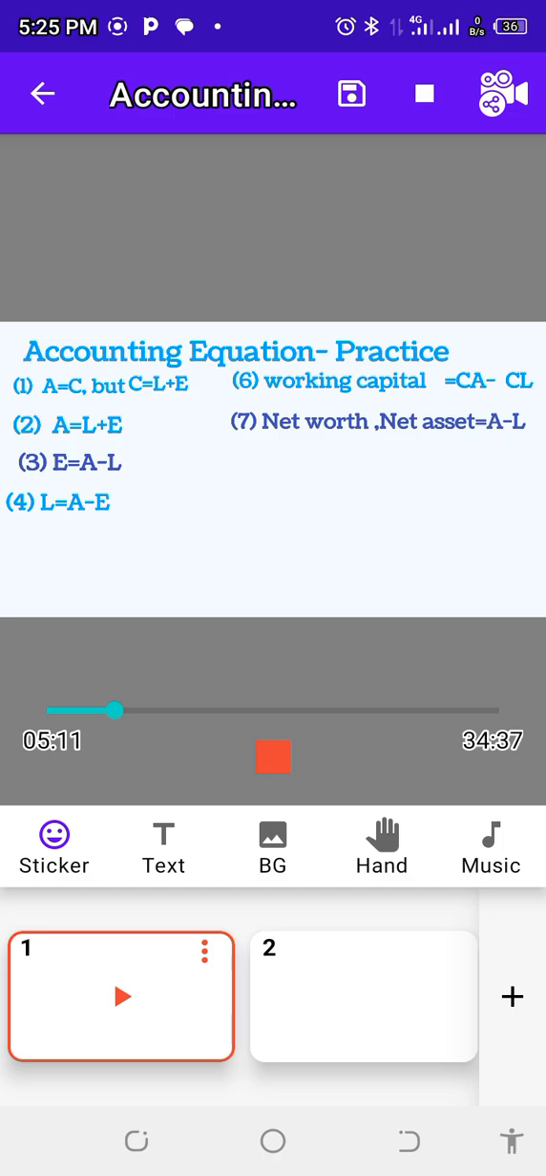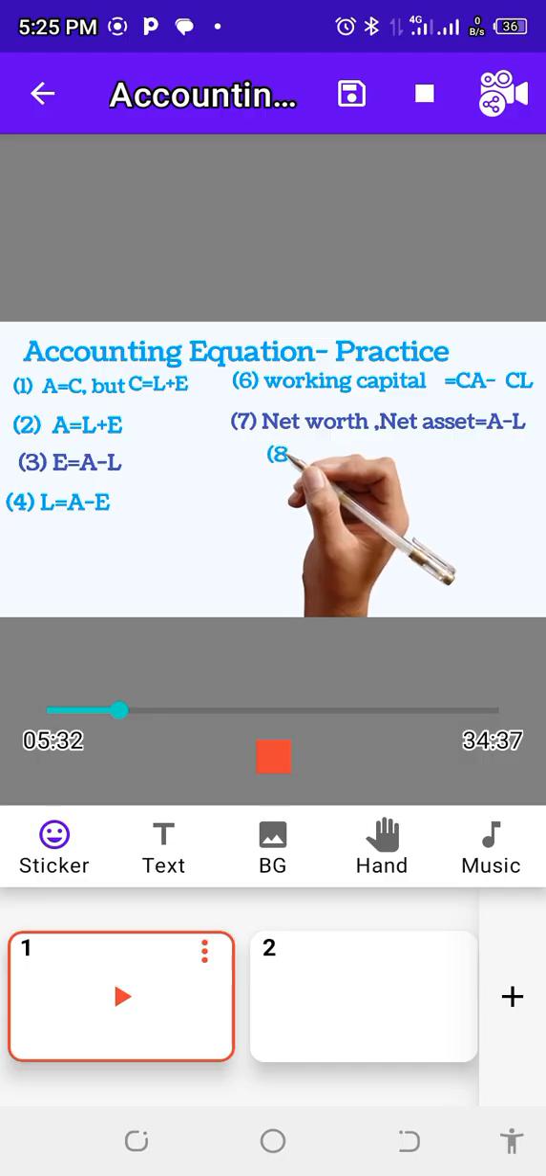You now discover that this number 7 is the same thing as number 3. They are bearing different names. That is why we have to make it known to you. So you should not be confused when they ask you to calculate the net worth or net assets. They mean the same thing as equity.